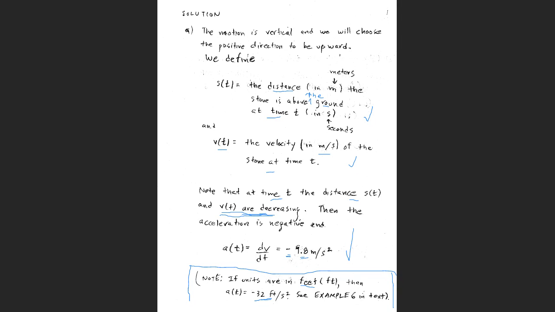What we're looking for in this problem is the distance. Distance is s of t. So that's right, Ian. We're going to take the antiderivative of acceleration. What would that give us? If we took the antiderivative of acceleration, would that give us the distance? Would that give us s of t? What's the antiderivative of acceleration?